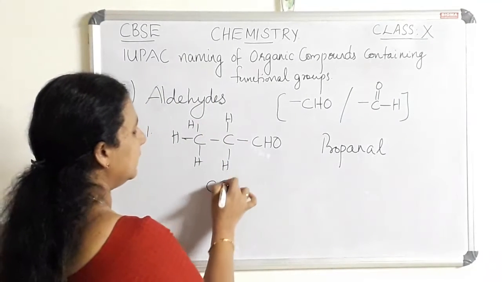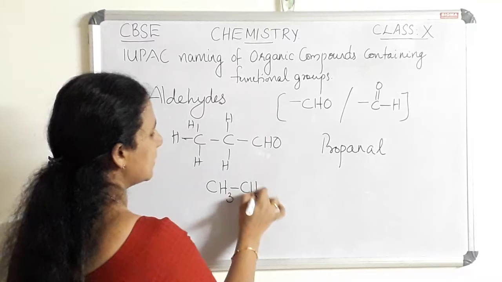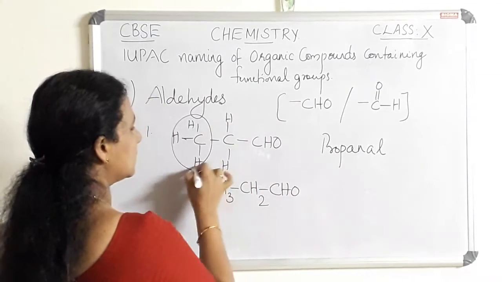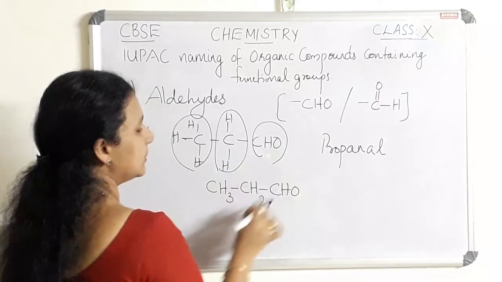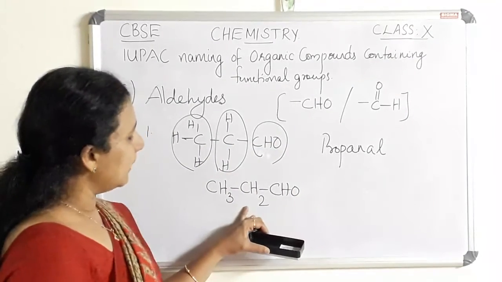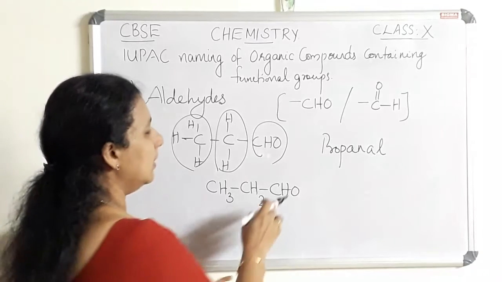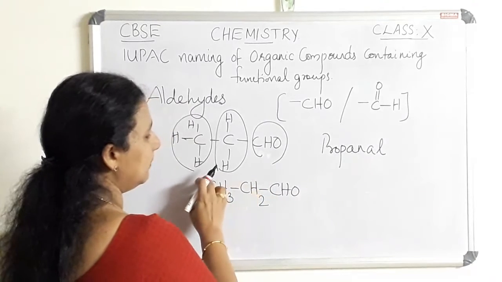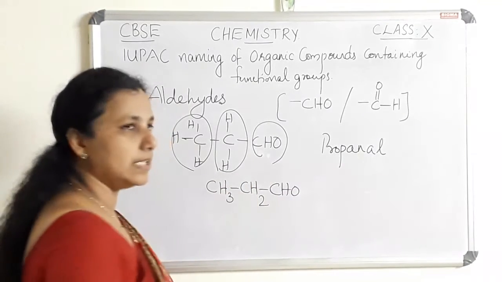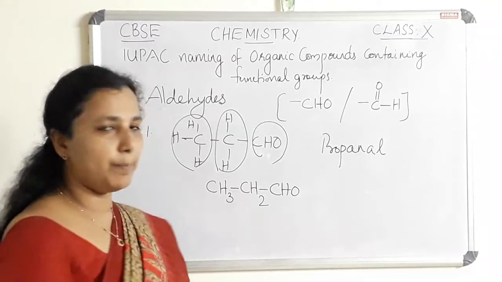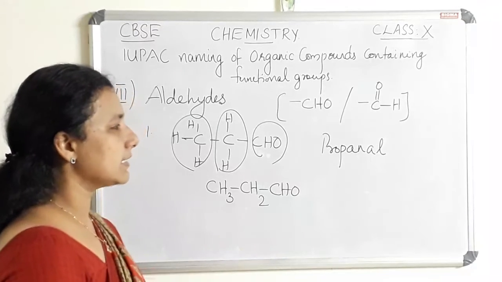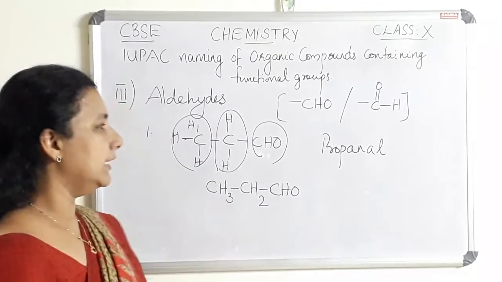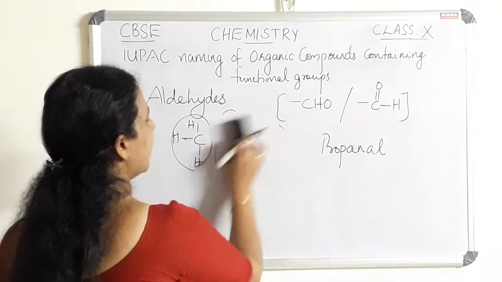This compound can be written in the form of a condensed structure like CH3, CH2, CHO. So CH3, CH2, CHO is the condensed form. By seeing this condensed form also, we can write the IUPAC name as propanal by counting the number of carbon atoms. Here the number of carbon atoms is 3. So the parent alkane is propane, and the E of the parent alkane is replaced by Al. We will get the IUPAC name of the aldehyde. Now we can write another example.